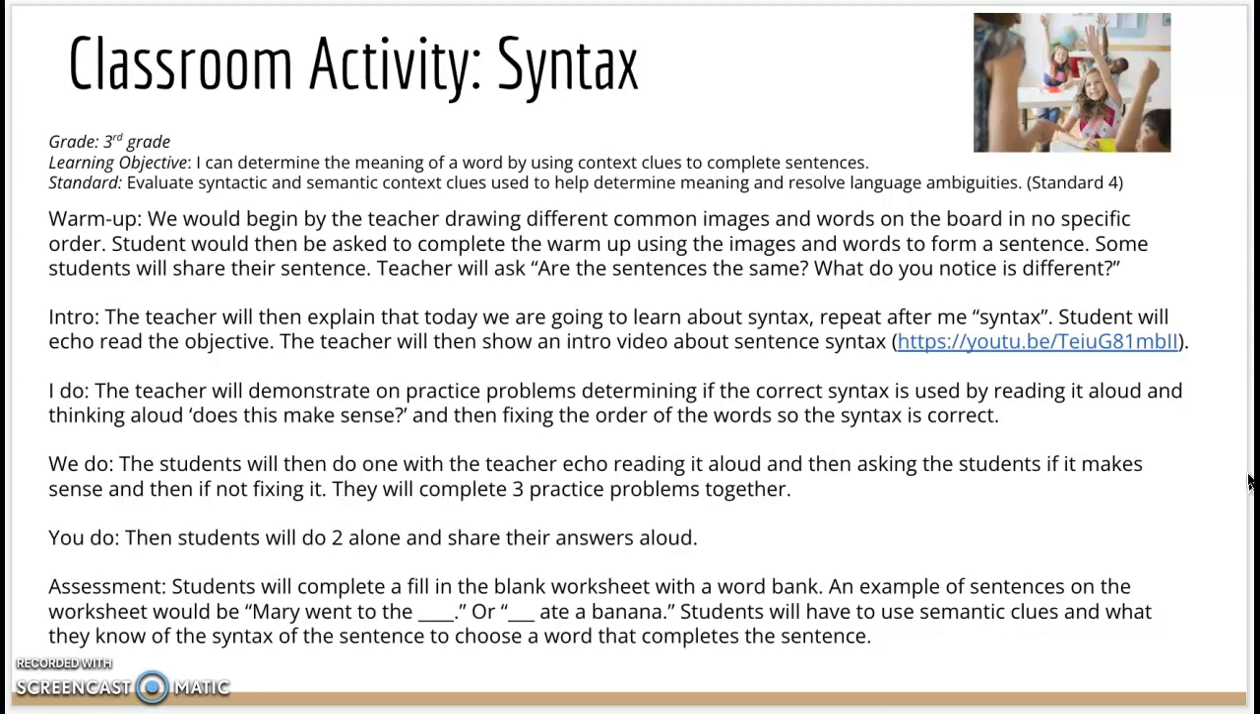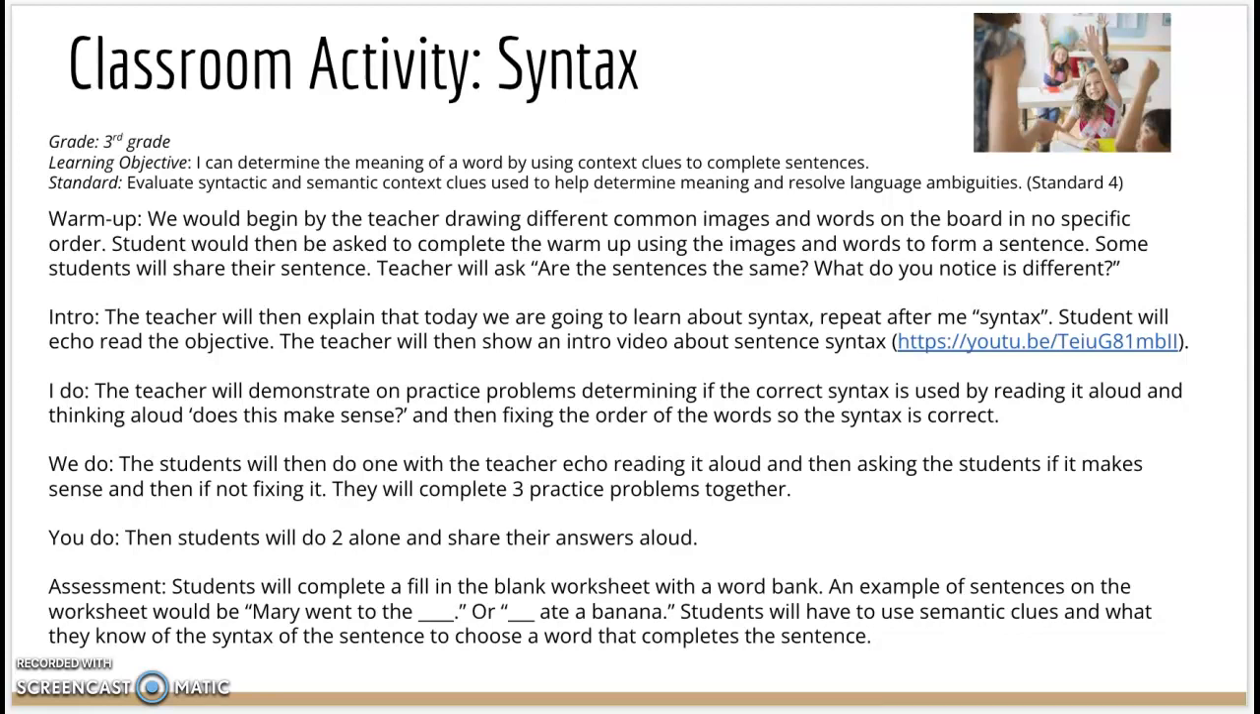And then the students would do a you do. They would do 2 problems aloud, and then they would share their answers aloud with the class if they felt comfortable on whether or not the syntax was correct or not correct, and if it was not correct, how they changed the sentence to make it correct.